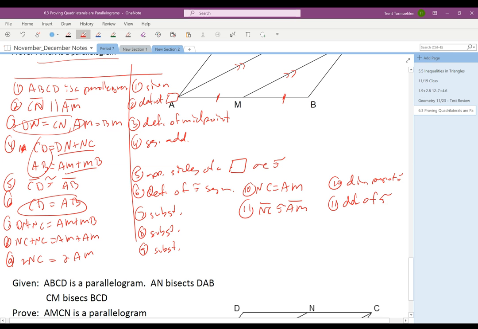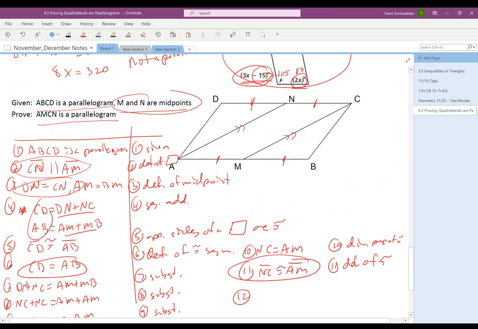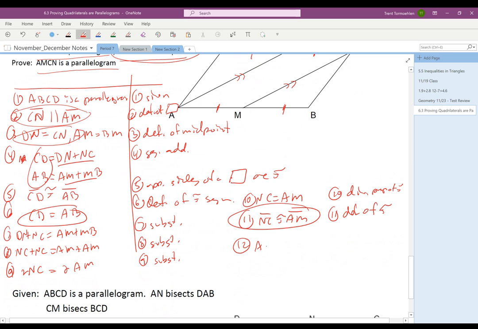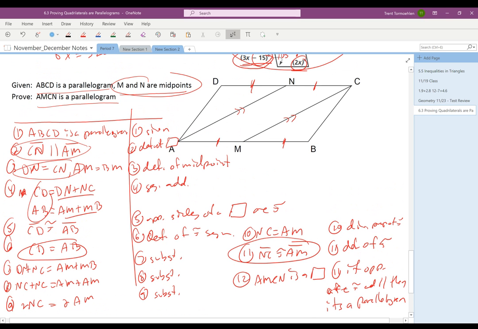And so now, finally, I've shown that opposite sides are congruent and they're parallel. And so that's enough to show that AMCN is a parallelogram. And our reason for that is if opposite sides are congruent and parallel, then it's a parallelogram. So that one had a lot of steps because of that segment addition in there, but it was really just a matter of showing these are congruent, these are parallel, thus it's a parallelogram.